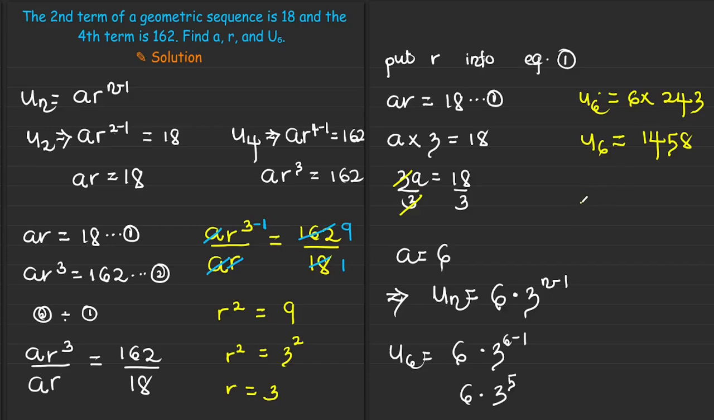And that is all. So therefore, our A equals 6, R equals 3, and our sixth term is equal to 1,458. As simple as that. Let's solve one last question, which is going to be a word problem.